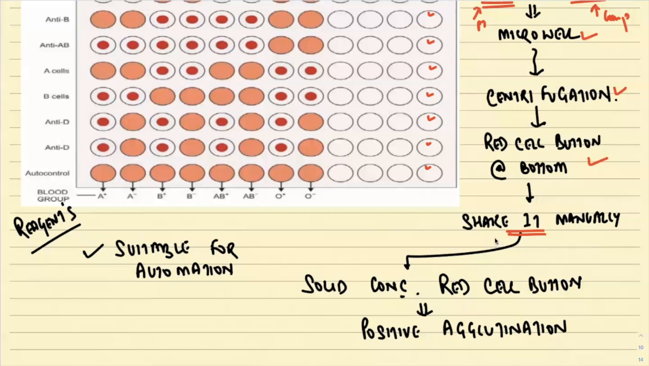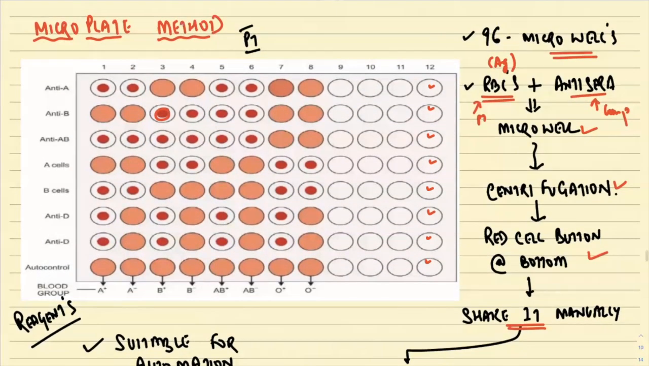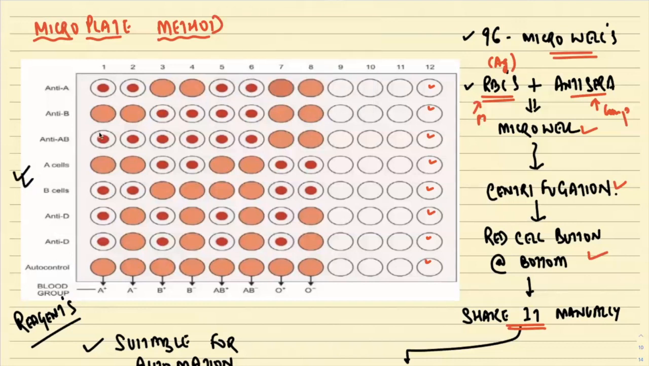Now, after shaking, if a solid concentrated red cell button is there, it is taken as a positive agglutination, like this. If a button is formed like this, it is taken as positive. Let me show you the grouping, how it looks. On the y-axis we have the reagents, and on the x-axis is the patient identification: patient 1, patient 2, 3.